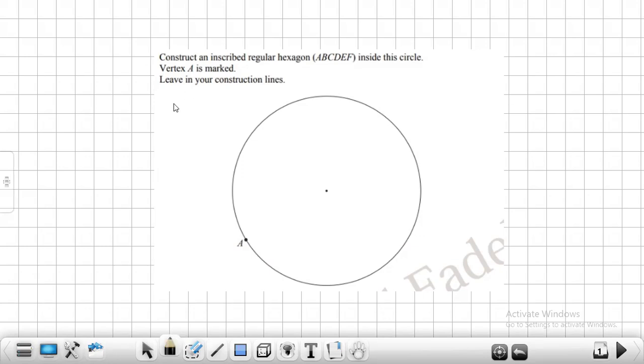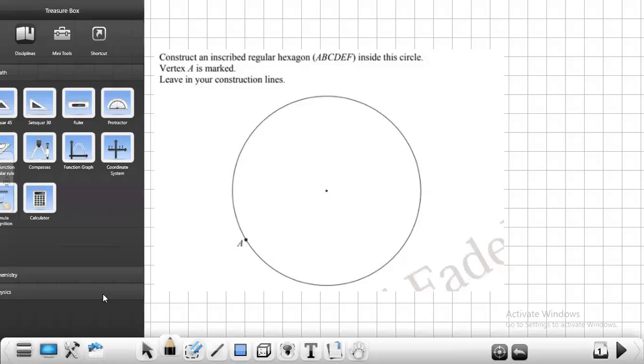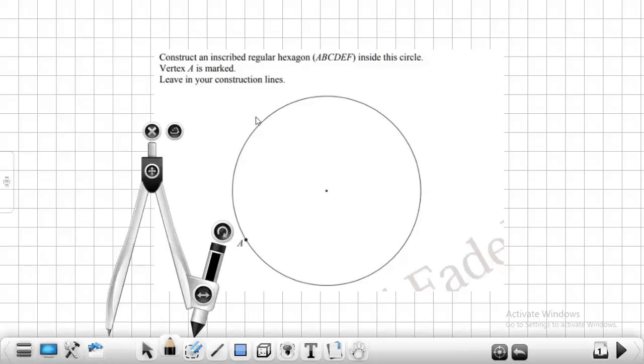The first question is requesting from you to construct an inscribed regular hexagon. There is a specific video for this question, or actually for constructing any regular hexagon inscribed in a circle. You're going to find it in the notes, but for this question specifically, they are giving you vertex A. If you remember, I taught you that in order to construct a regular hexagon, you can start from anywhere on the circle, right? But right now they're giving you a specific vertex.